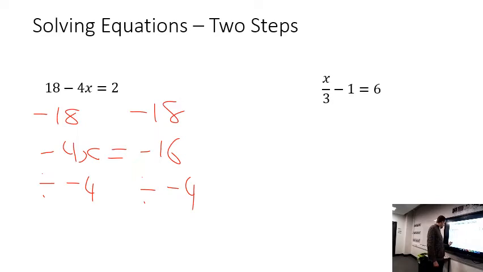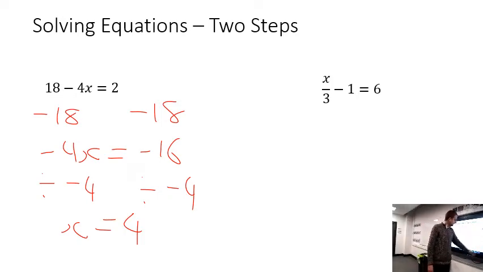So here we have x. So we've got negative 16 divided by negative 4. That is equal to 4. We can plug this, or substitute this x equals 4 into the equation. So 18 minus 4 times 4, that's equal to 2. It's a good way of checking our answer.